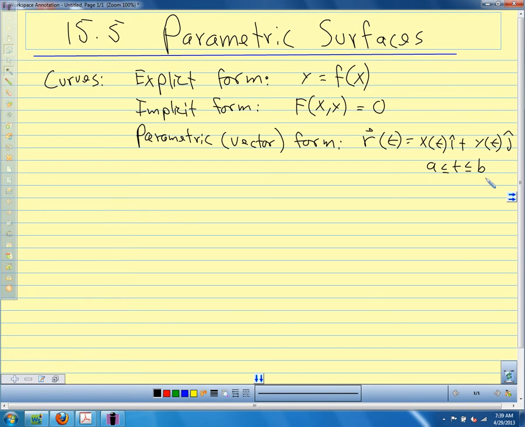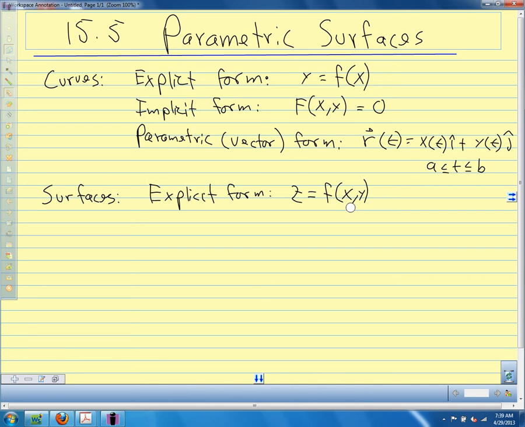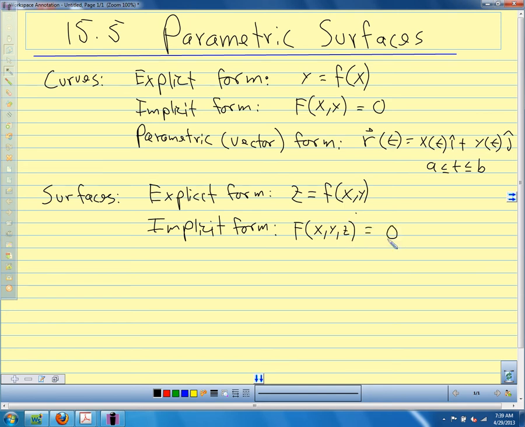For surfaces, we have several ways that we can talk about surfaces. A couple of them that we've talked about already, and then we'll talk about the parametric ones today. So we have our explicit form for a surface, and that's when we wrote our equation of our surface as z equals some function of x and y. And implicit form is when we said that f of x, y, z equals 0.